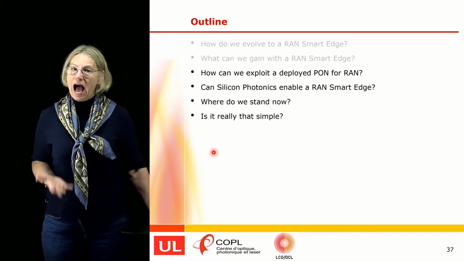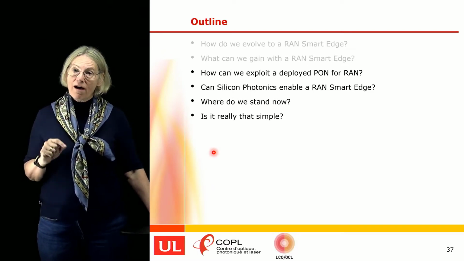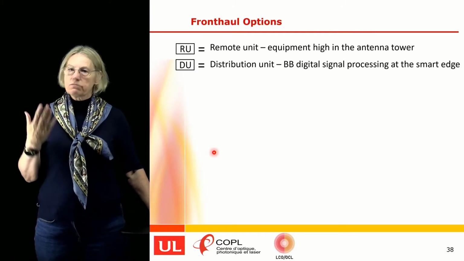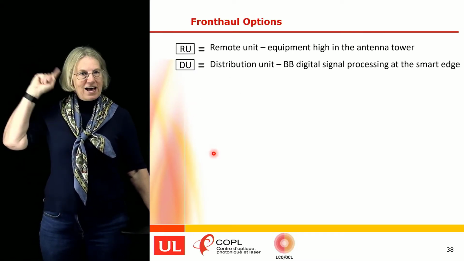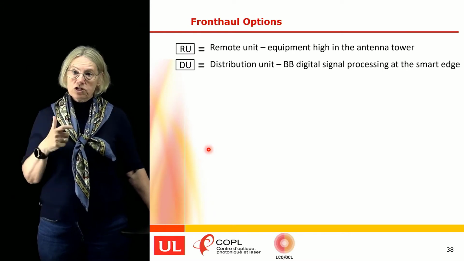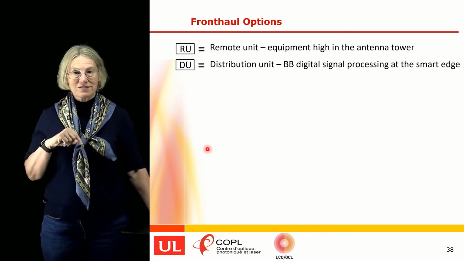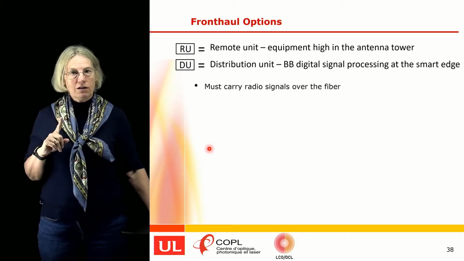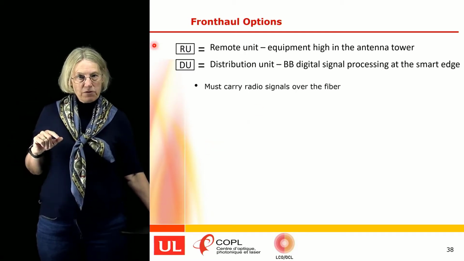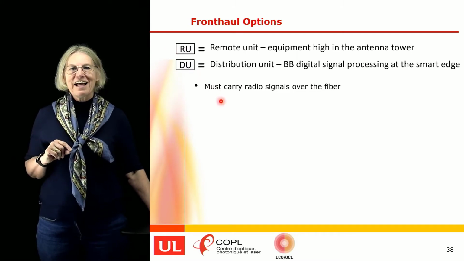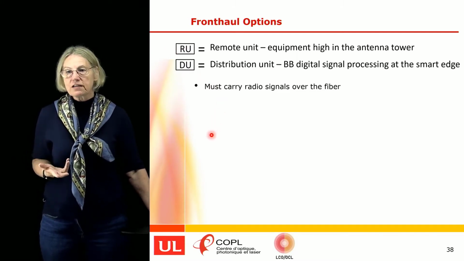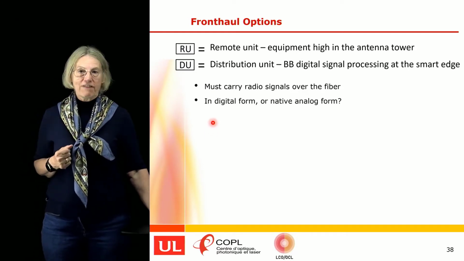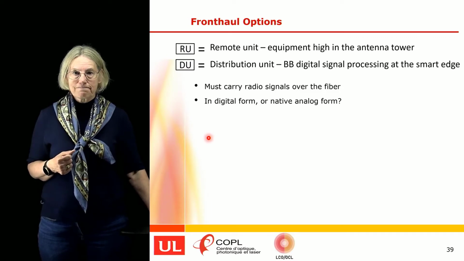So, next question. How can we exploit a deployed PON for a radio access network? Again, remote unit, that's the equipment that's high in the antenna tower. The distribution unit, that's the baseband signal processing that we're proposing to do at the Smart Edge. So the fronthaul, which carries the data from the remote unit to the distribution unit, must carry radio signals over the fiber. And do we do this in digital form or in the native analog form? That's one of our questions.